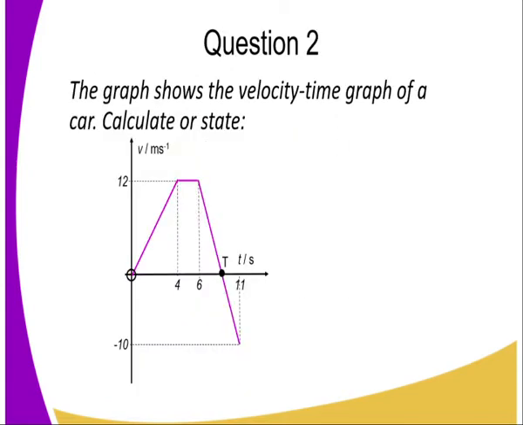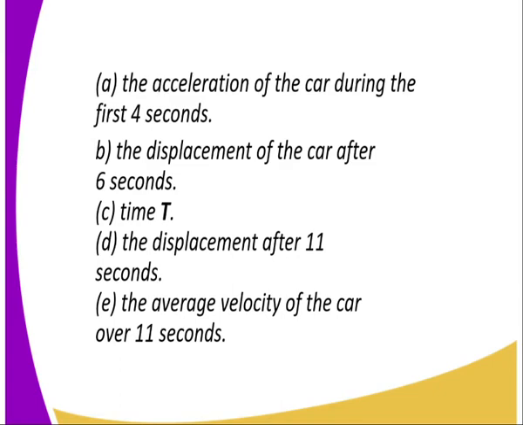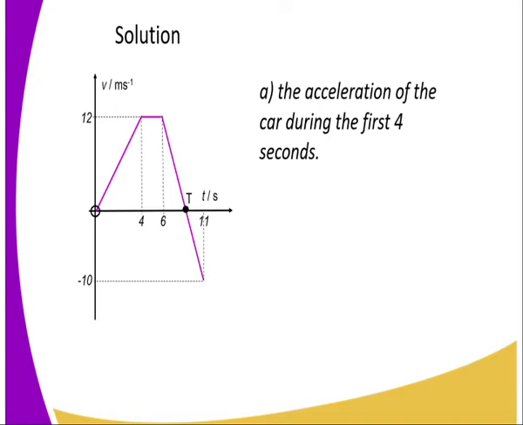And let's look at question number 2. The graph below shows the velocity time graph for a car accelerating, and let's try to calculate: a, the acceleration of the car during the first 4 seconds, b, the displacement of the car after 6 seconds, c, the time t of the displacement after 11 seconds, and the average velocity of the car over the 11 seconds. So solution, how do we get the acceleration of the car during the first 4 seconds?